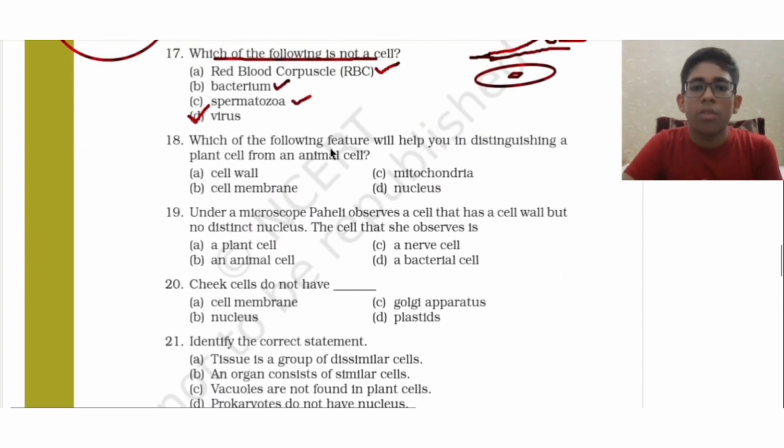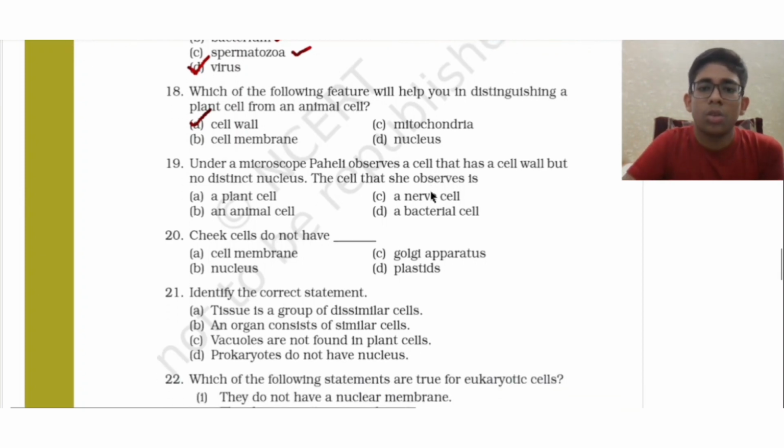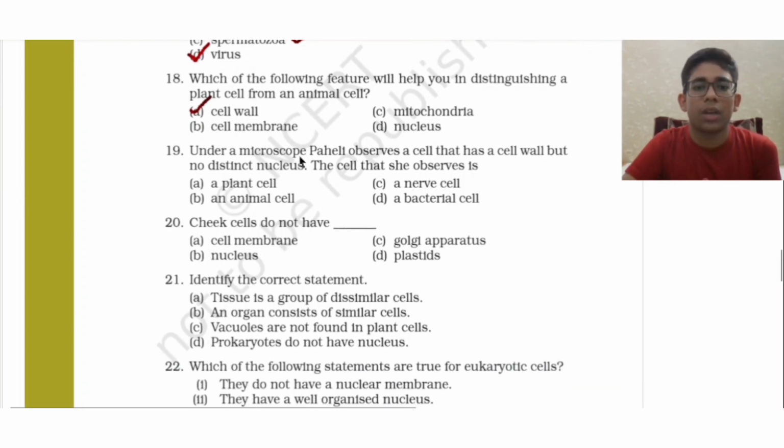Question number 18. Which of the following features will help you in distinguishing a plant cell from an animal cell? So we have studied plant cell and animal cell in the chapter and we have also seen the difference. So we will check the options. Cell wall. This is correct because cell wall is only present in plant cell, not in animal cell. The animal cell only has the cell membrane as protection, not the cell wall. So cell wall is the correct answer because cell membrane is contained by both animal and plant cell, and the mitochondria and nucleus are both common to plant cell and animal cell. So these three options are incorrect and cell wall is correct.